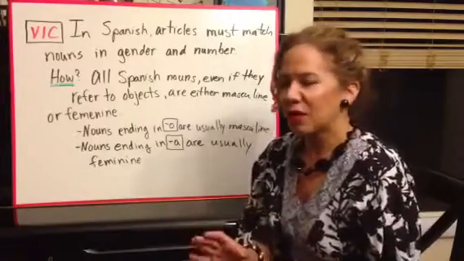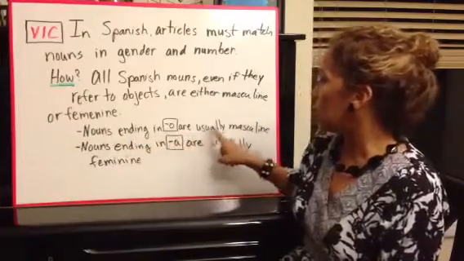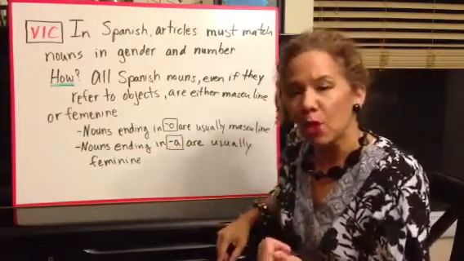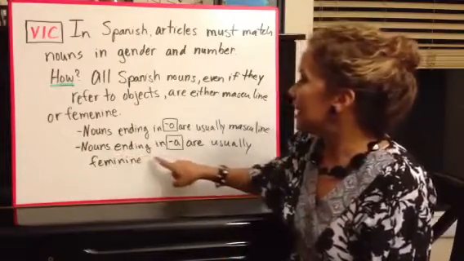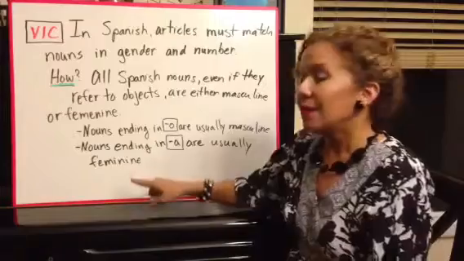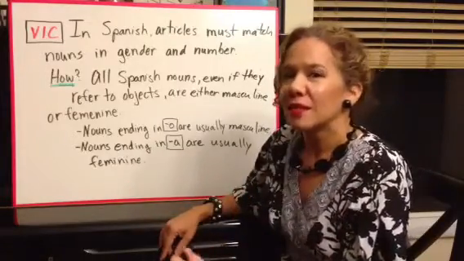So for now, going back to articles and nouns. Nouns ending in O are usually masculine. Again, libro for book, gato for a male cat. Nouns ending in A are usually feminine. Niña, as in girl. Mesa, as in table.